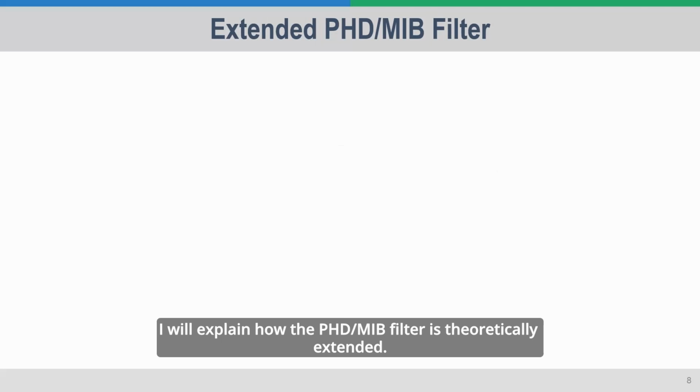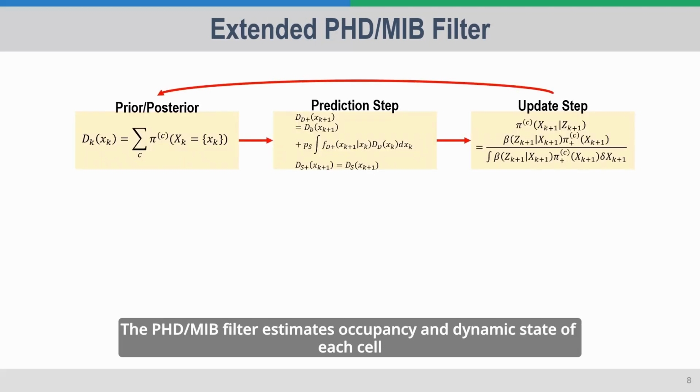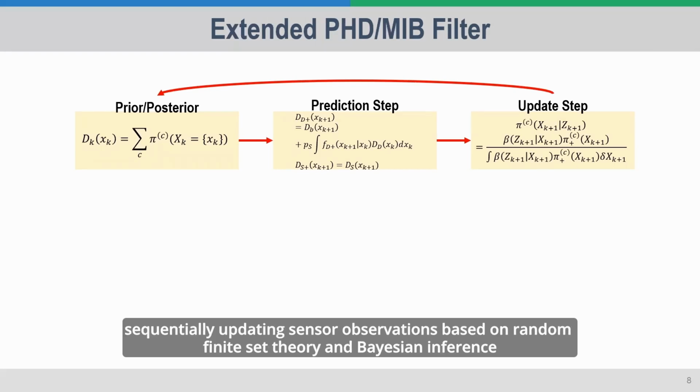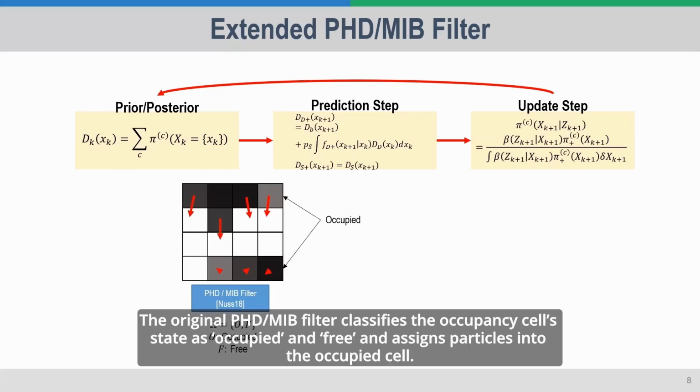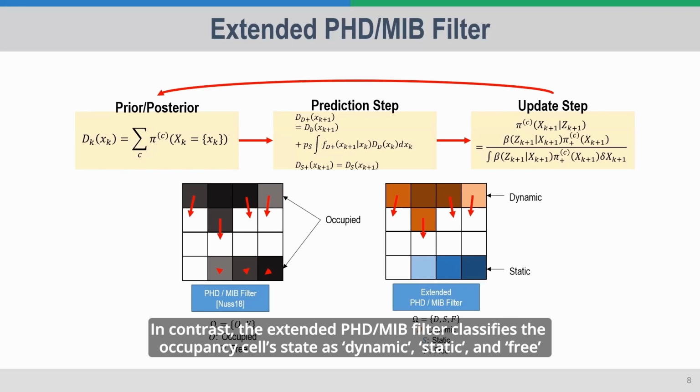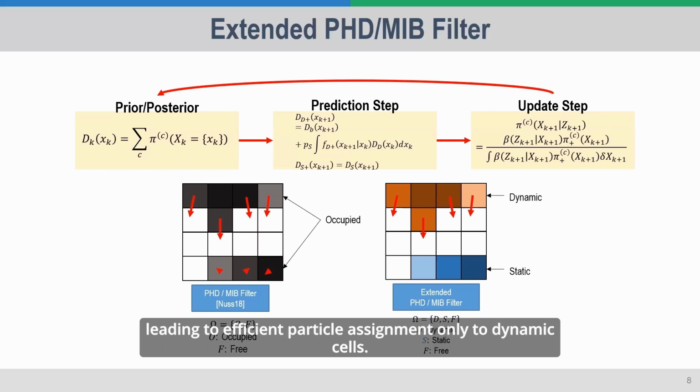I will explain how the PhD-MIB filter is theoretically extended. The PhD-MIB filter estimates occupancy and dynamic state of each cell by sequentially updating with sensor observations, based on random finite set theory and Bayesian inference. The original PhD-MIB filter classifies the occupancy cell states as occupied and free and assigns particles into the occupied cells. In contrast, the extended PhD-MIB filter classifies the occupancy cell state as dynamic, static, and free, leading to efficient particle assignments only to dynamic cells.